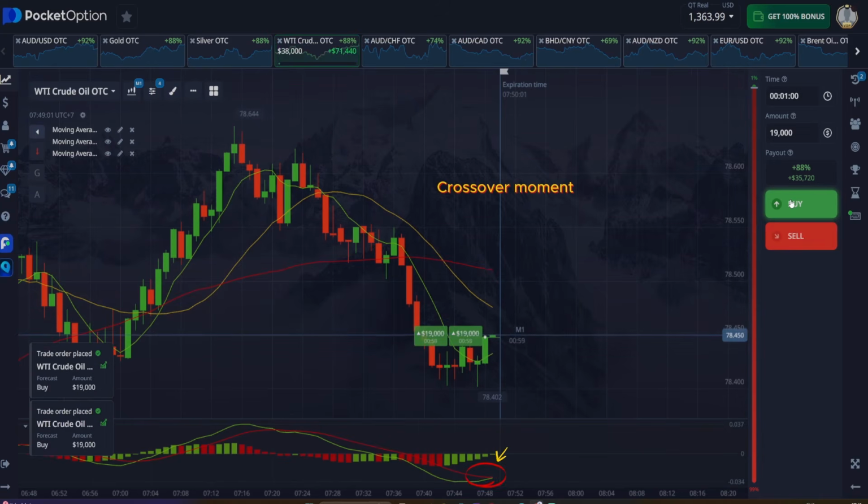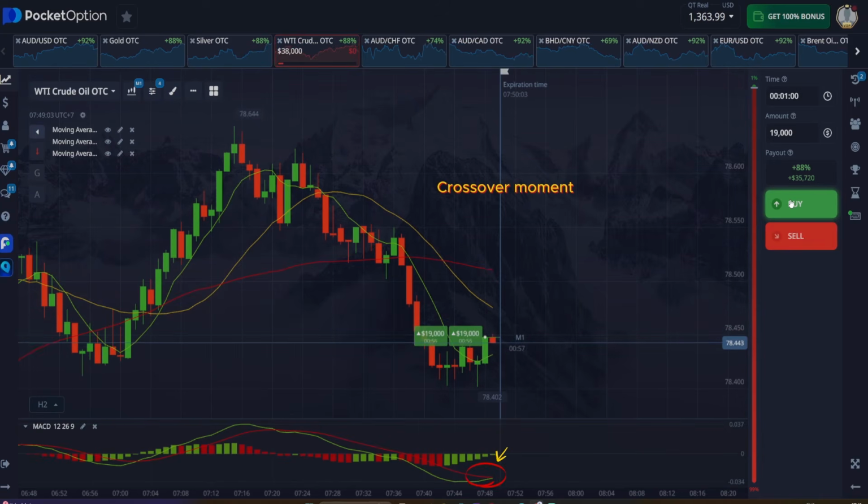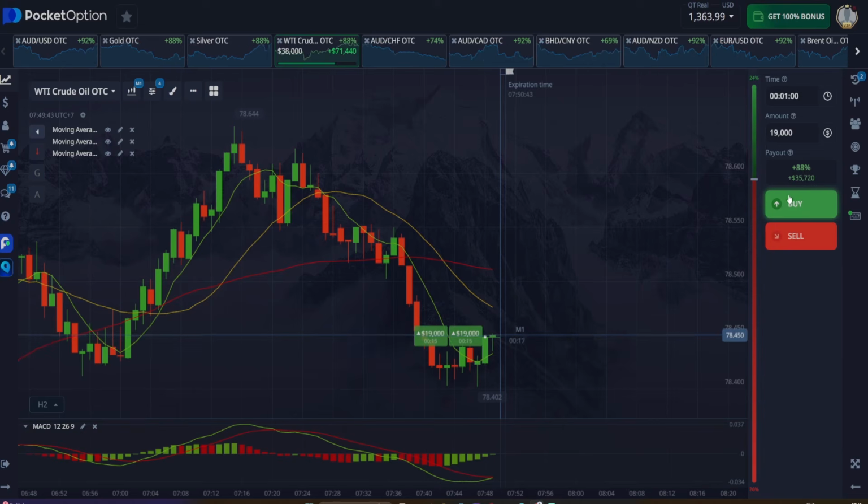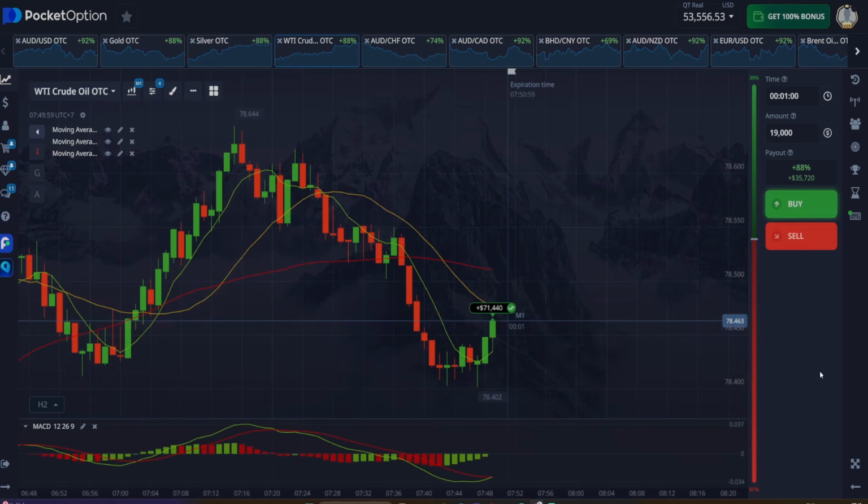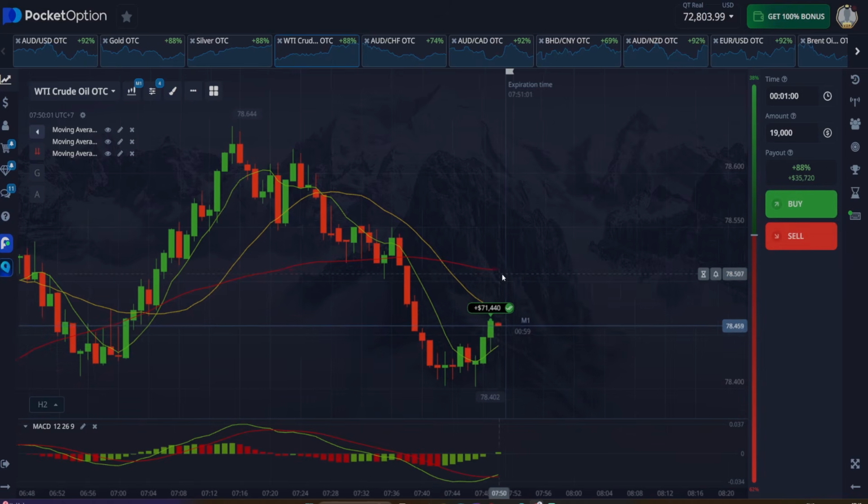I'm preparing to take a buy position because there are clear signs that a MACD crossover is about to happen, with the main line getting ready to cross above the signal line. This indicates the potential formation of bullish momentum. Once the crossover fully confirms, the probability for price to continue upward becomes much stronger. Let's watch it play out. Yes, profit again. That's it for today's trading session.